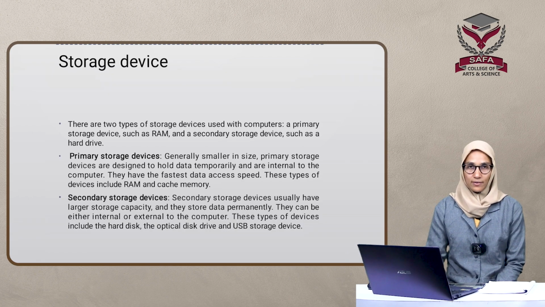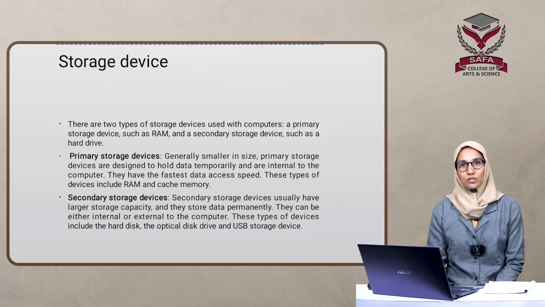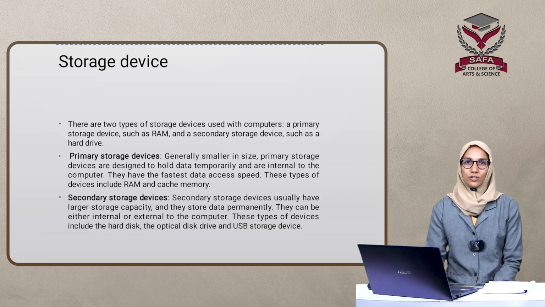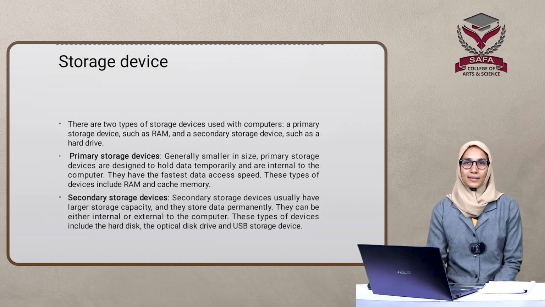Next session is storage devices. There are two types of storage devices in a computer system, primary storage and secondary storage. First, primary storage is generally small in size and designed to hold data temporarily, and it has the fastest data access speed. Examples of primary storage devices are RAM, random access memory, and cache memories.